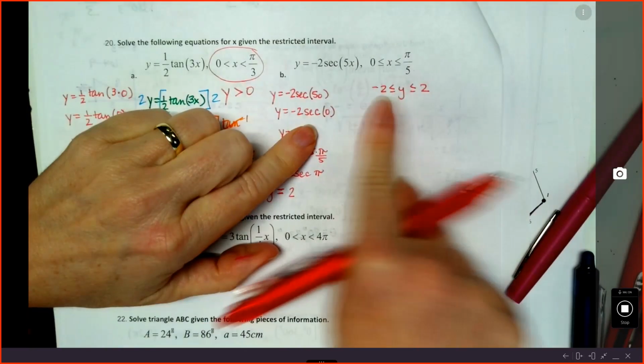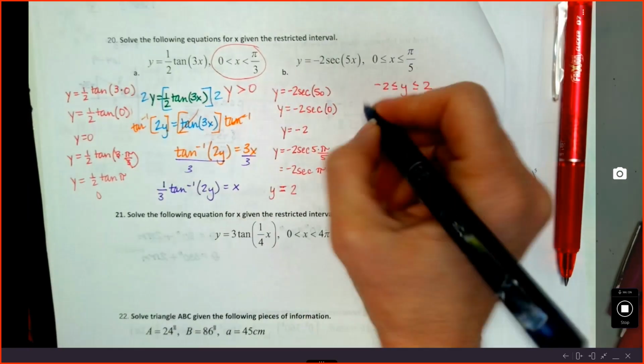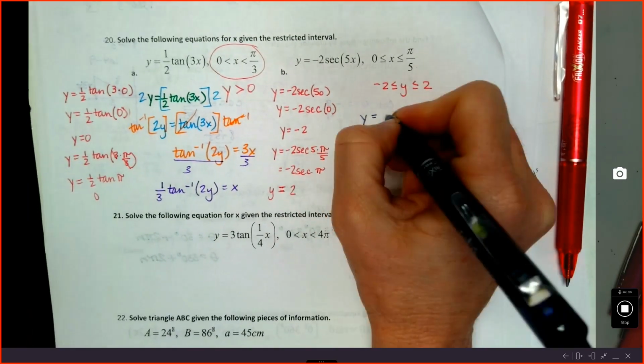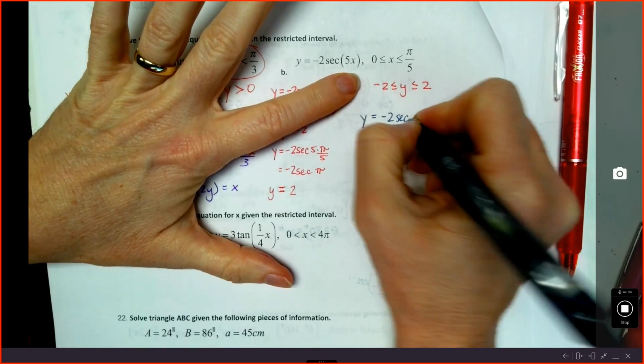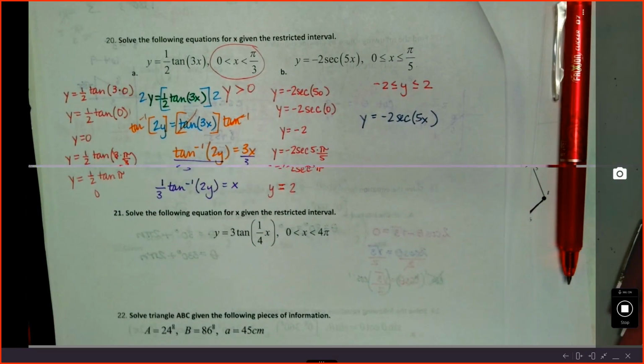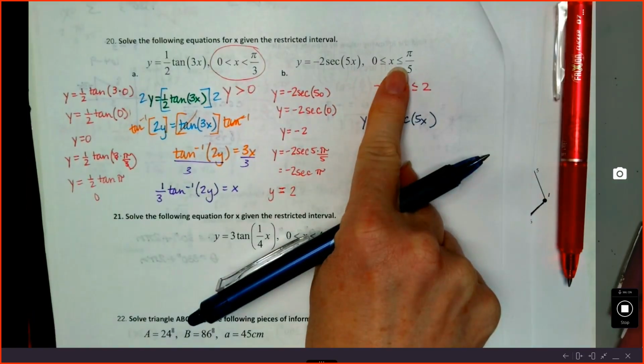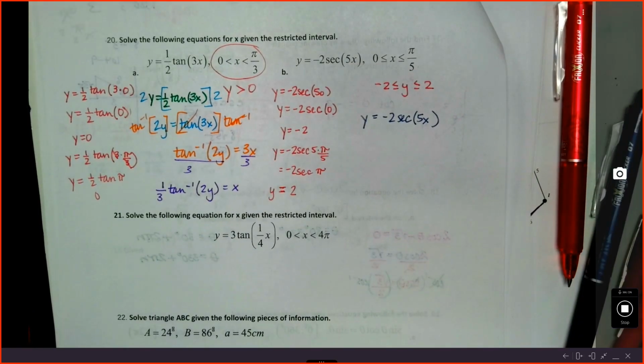So that's my restricted domain. No, don't do that. That's my restricted range, actually. And now I can solve this. Do you have to check for extraneous solutions? Not on these. Should I check for extraneous? Well, you don't have to on these because the restricted domain should take care of that.